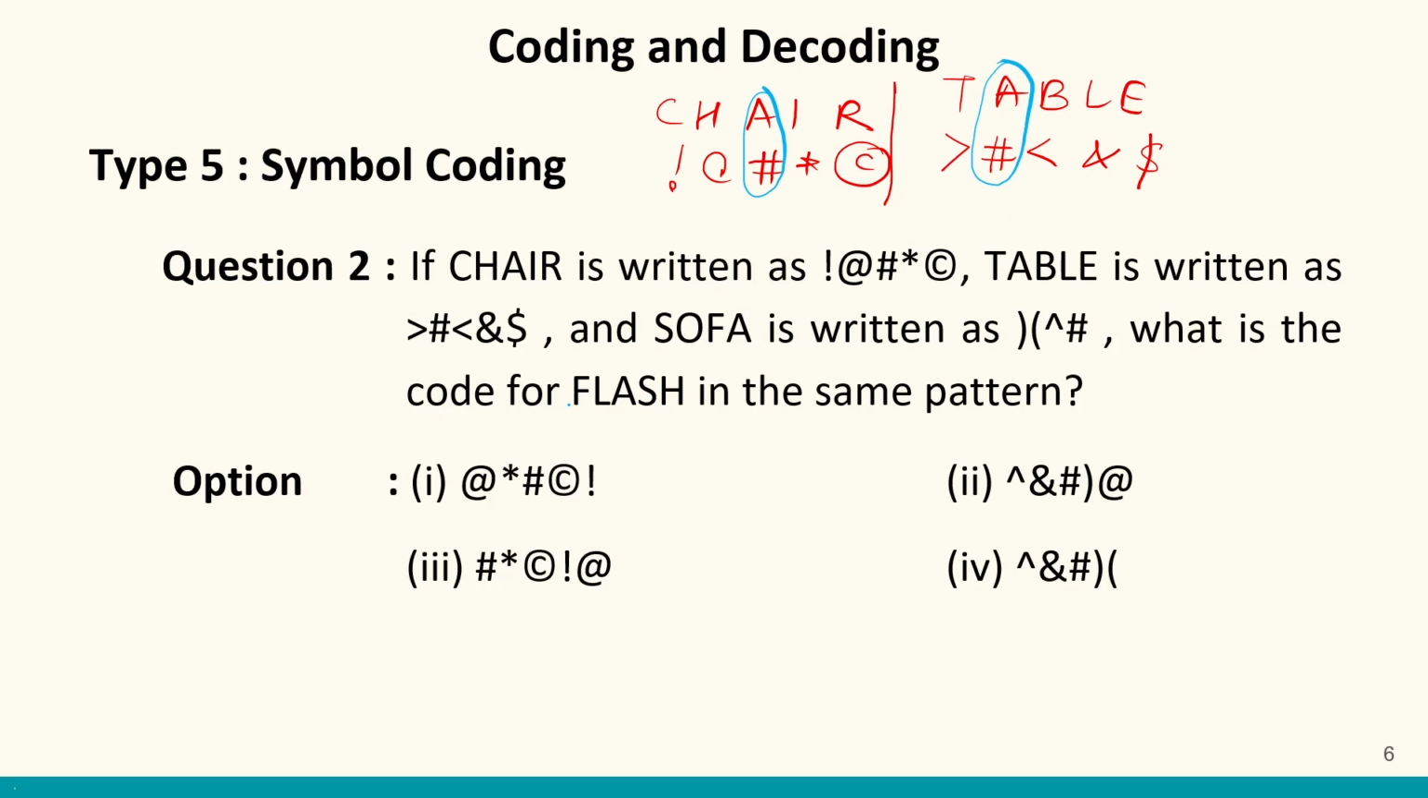So let us find the code for flash. For F, we can take the help of sofa. The first term of sofa is S and the third term is F. So F is coded by this symbol. L is coded by this symbol. A is coded by this symbol. S, again from sofa, we can see it is coded by this symbol. And H is coded by this symbol. So our answer will have these symbols in this order, which is option number 2. So option number 2 will be the correct answer.